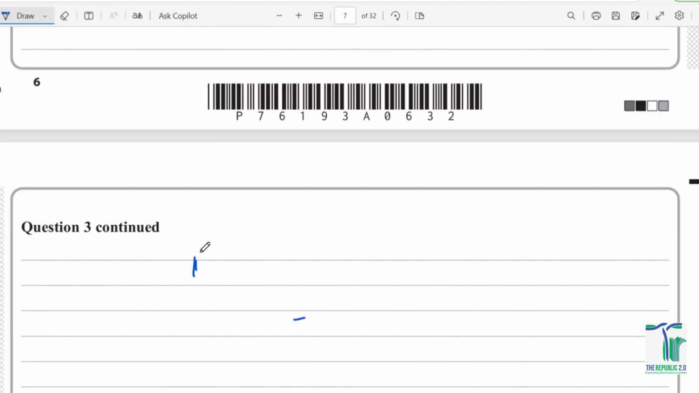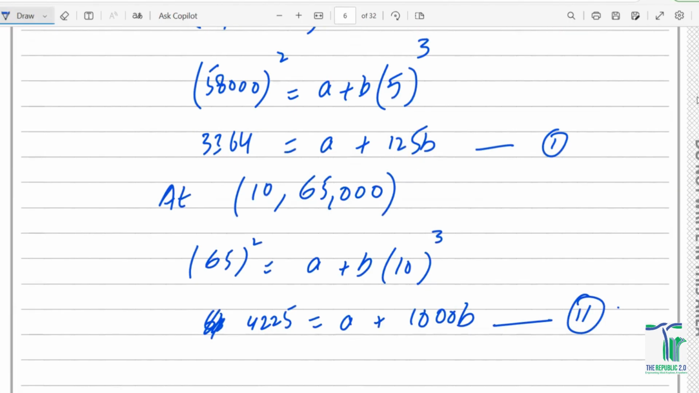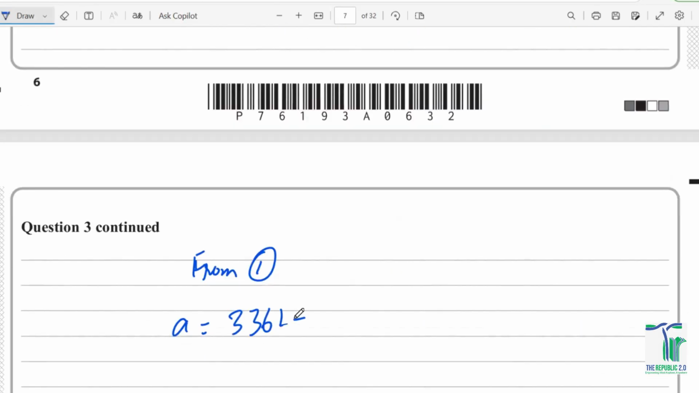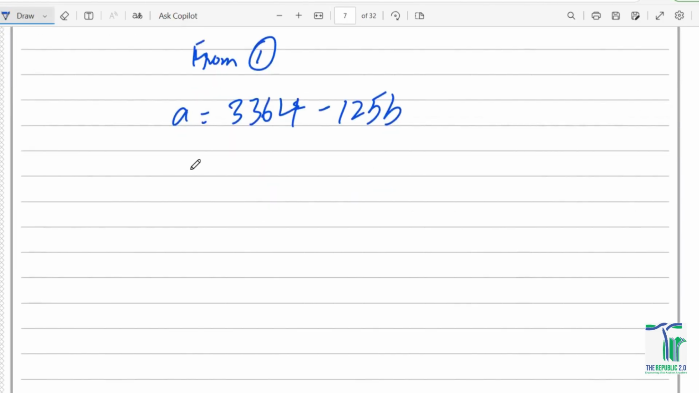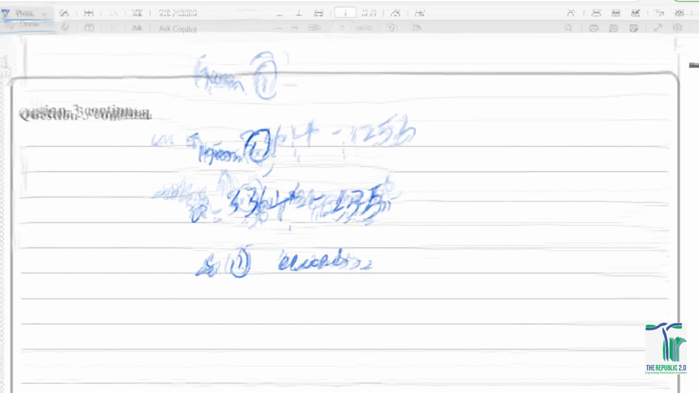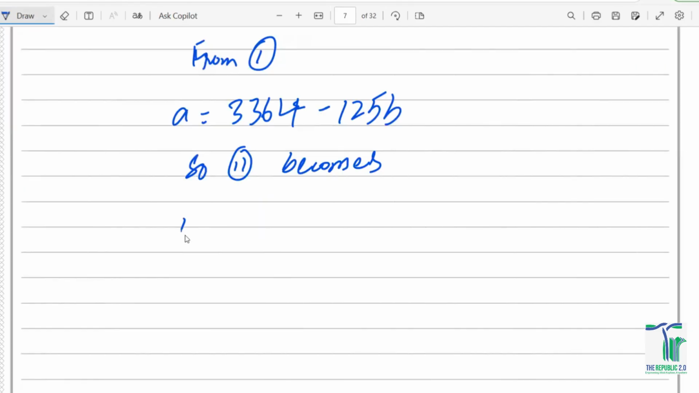So from 1, a is going to be, you can easily see that, I'm just going to take that 125b to the other side. 3364 minus 125b. So now equation number 2 becomes 4225 equals, in place of a, I'm going to write 3364 minus 125b, right? And then I've got plus 1000b as it is, right?